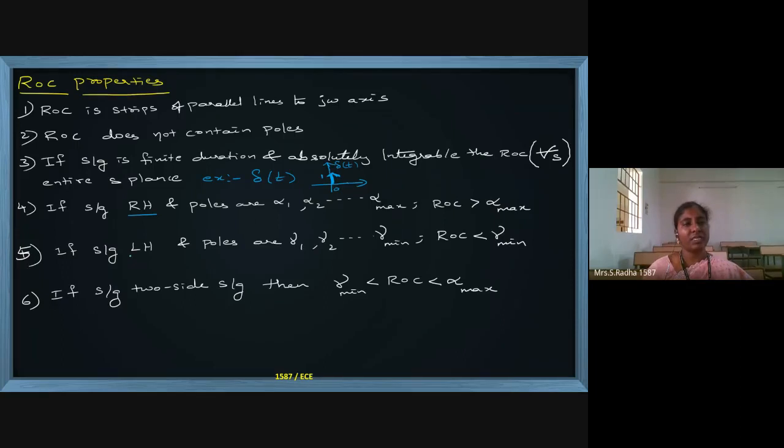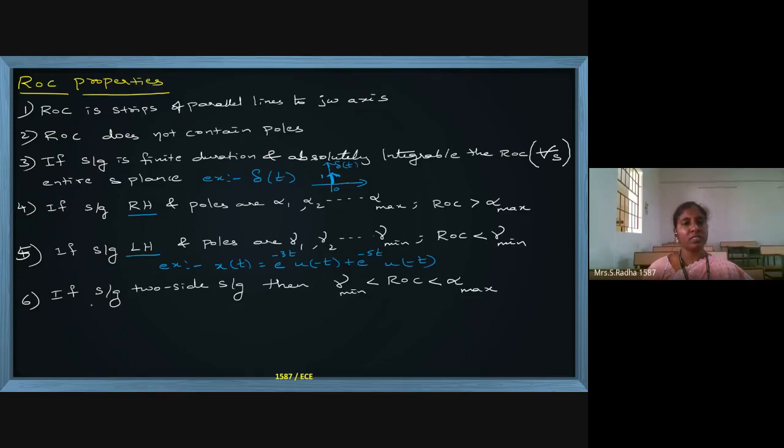In the fifth point, if it is a left-handed signal, for example x of t equal to e power minus 3t u of minus t plus e power minus 5t u of minus t, both terms are left-handed signals. You find out the poles. They can be on the left side, right side, or both sides, but both are left-handed signals. You have to take the minimum value. Here I will get minus 5, I think. So less than that minimum value will be the ROC. This is about left-handed signals.